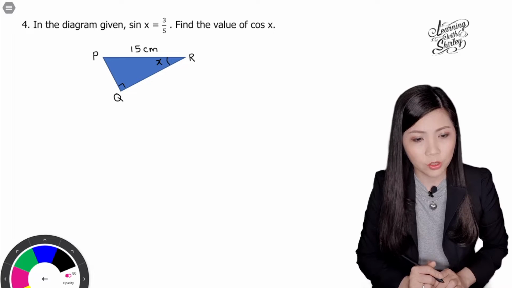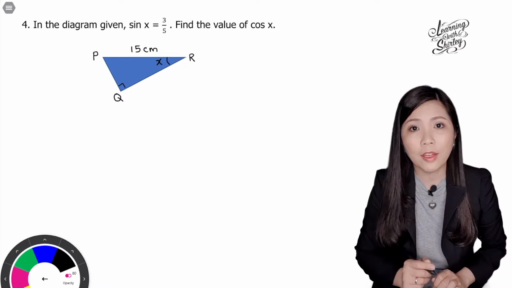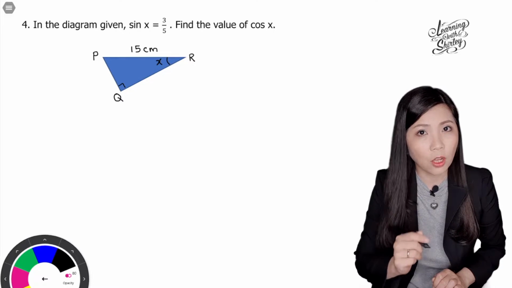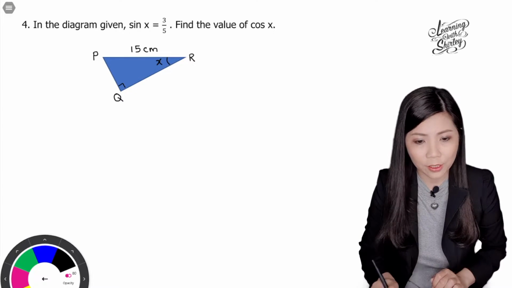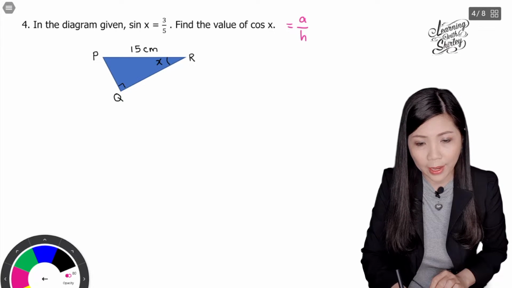Let's try to solve this question. In the diagram given, sine x is equal to 3 over 5. Find the value of cos x. So we know that cos x is A over H, which means that we need to know the values of A and H.